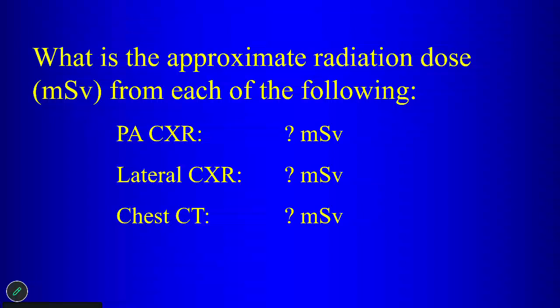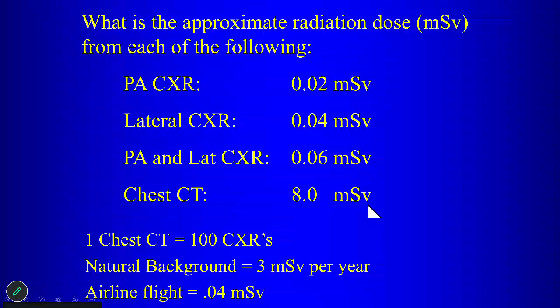PA 0.44, lateral 0.06, chest... Yeah, chest is about 80. Louder, please. 80. 80 millisieverts? Oh, no, 80. Okay. Hopefully not 80, right?